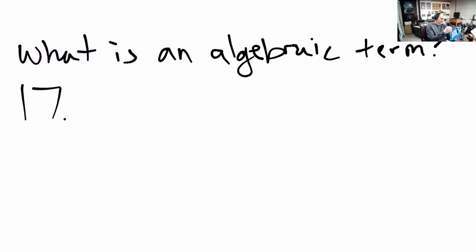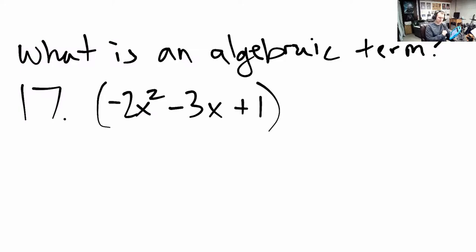And it is negative 2x squared minus 3x plus 1. That's all a group in parentheses. Plus 3x squared plus 5x minus 4.